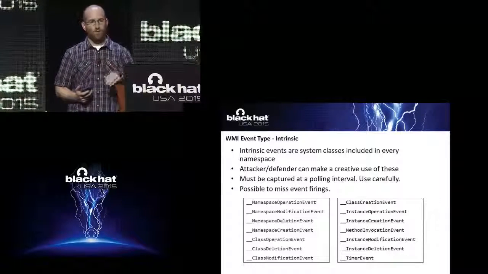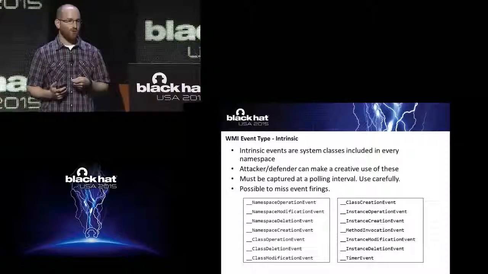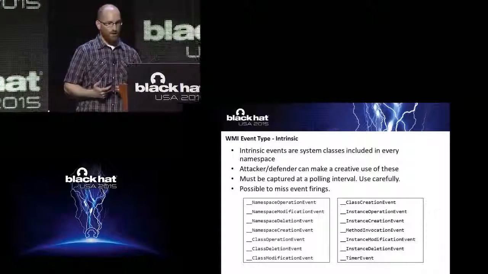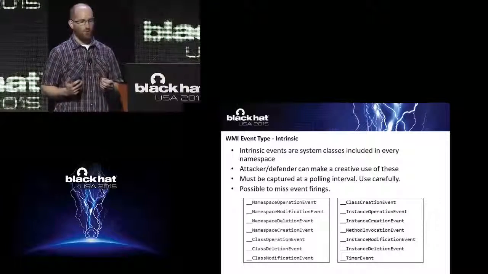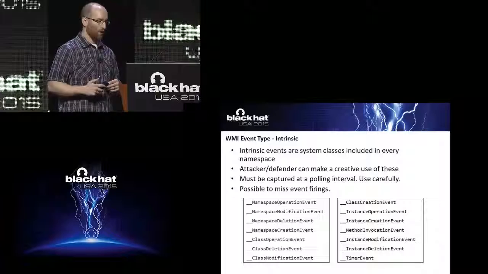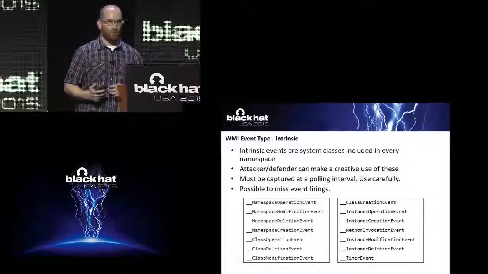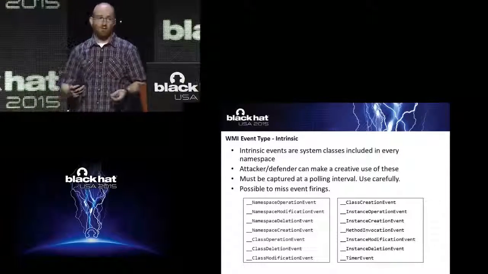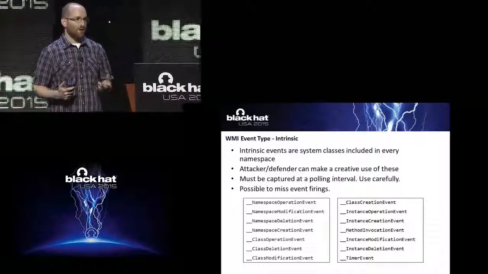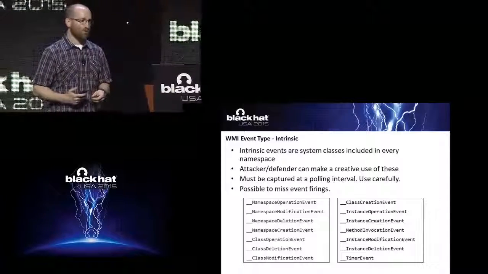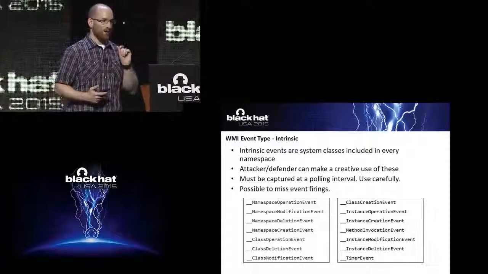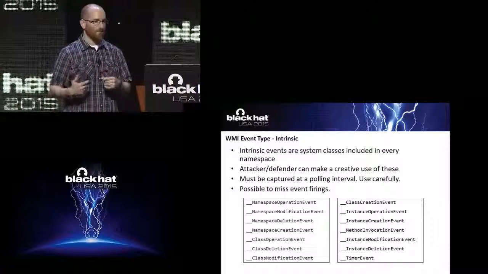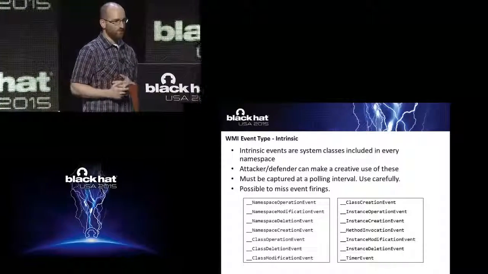So within every one of those classes, you have these special system classes, these events, these intrinsic events. And you can be really flexible with how you create your event filters. So for example, if you wanted to enumerate running processes, every time a new process is created, it creates an instance of a Win32_Process object. So you might tap into the instance creation event and just filter out instances of those Win32_Process objects.